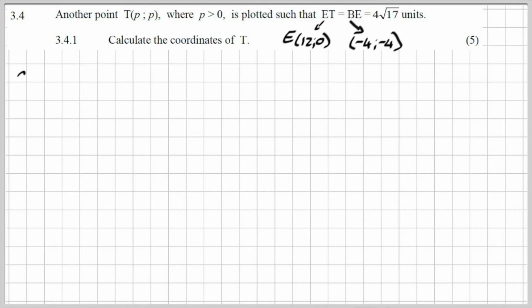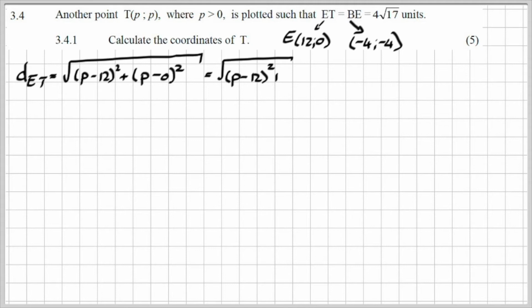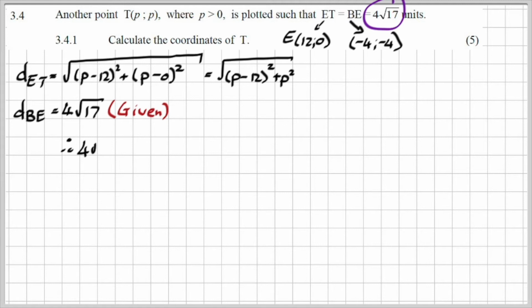The beautiful thing is that I can now say the distance of ET, and I'm just using the coordinates that's given, okay? And just simplifying it a little bit, okay? So I'm just getting the distance between E and T. P minus naught is just p squared. This must be equal to the distance of BE, which is 4 root 17. You can go the long route and do it yourself, but they gave it to you there, okay? They gave it already. So let's equate these two expressions.